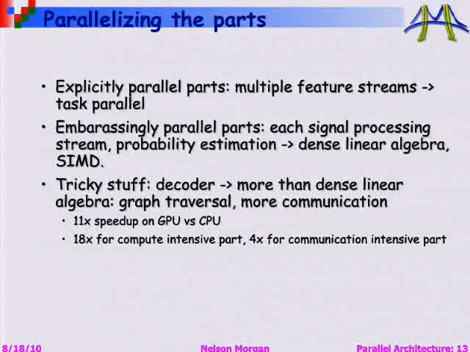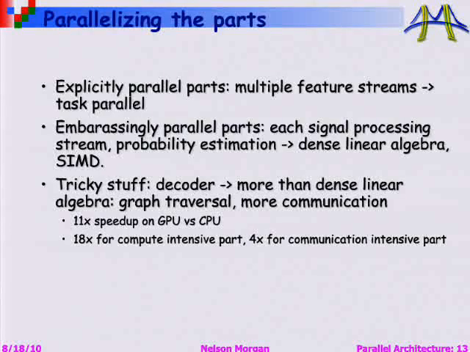So these different parts of the recognizer break out like this. The explicitly parallel part is these multiple feature streams. You basically can run each of them on a different core. You also can parallelize even further because a lot of the parts, the signal processing components, which I won't go into in detail unless you ask me, are pretty much dense linear algebra, easily implemented SIMD, and so forth.